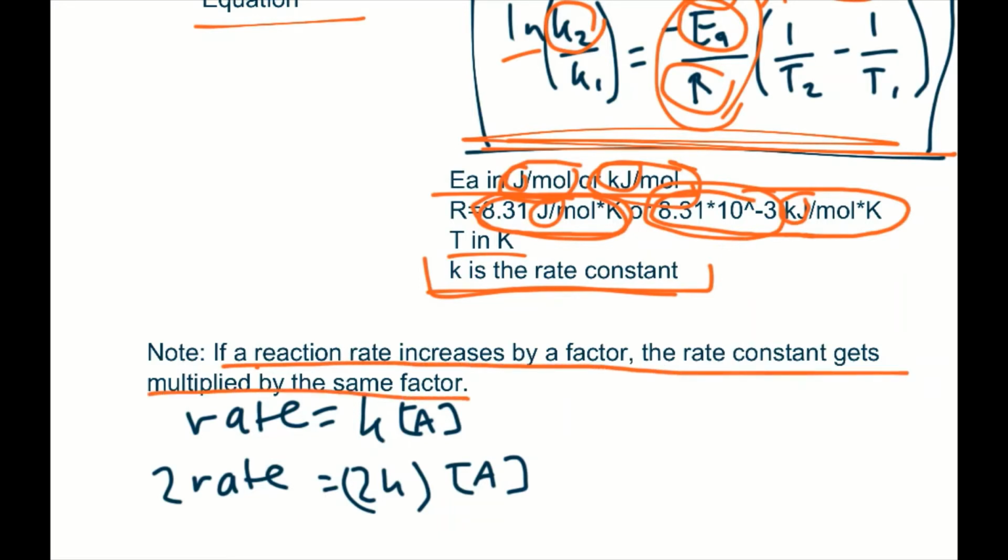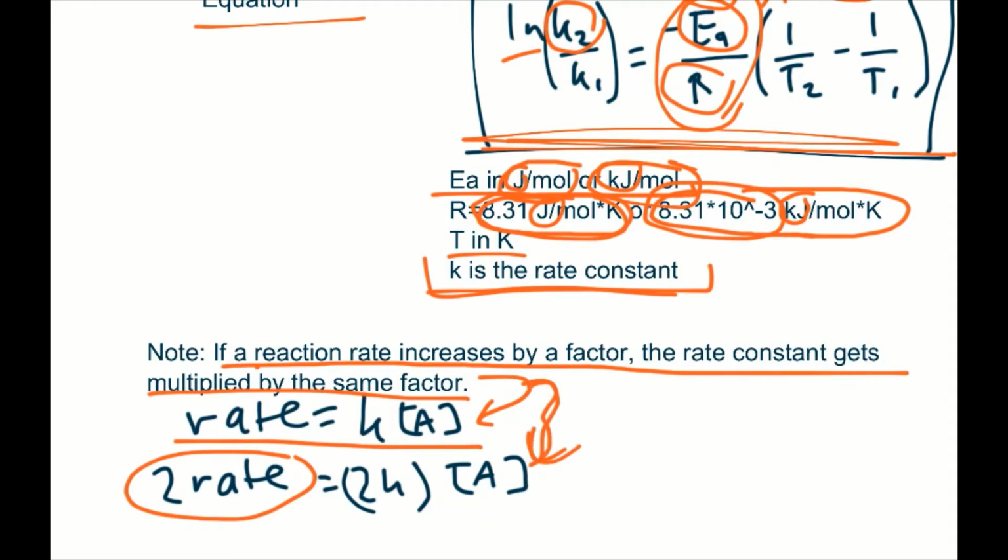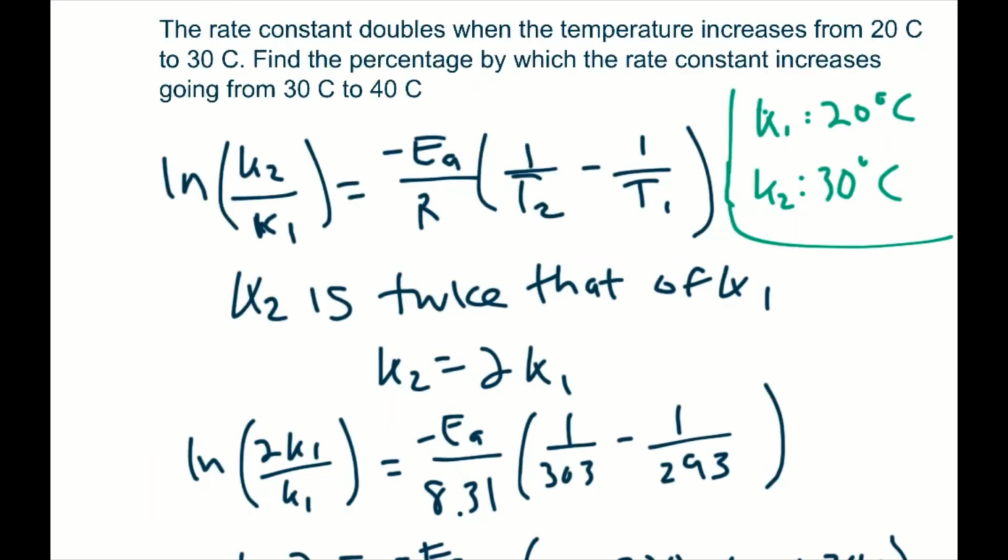Before we continue, note that if a rate increases by a factor, the rate constant gets multiplied by the same factor. This is assuming that the concentrations are constant. So if I have a rate equal to K times A, and let's say that the rate is multiplied by 2, if the concentration of A stays constant, then this must mean that our rate constant K must have been multiplied by 2. Now let's use the Arrhenius equation in a practice question.